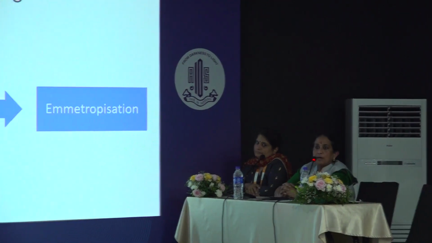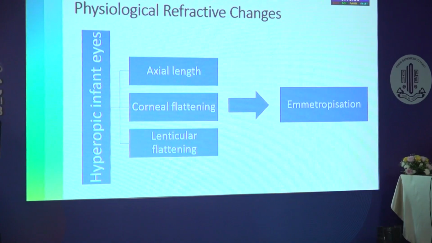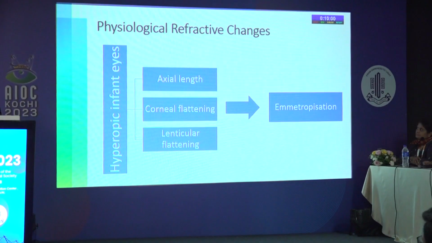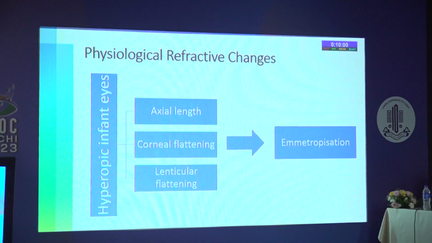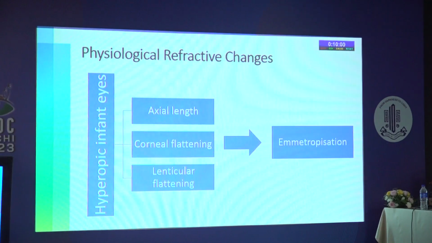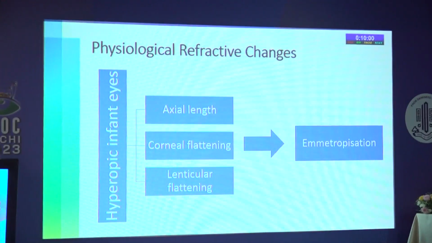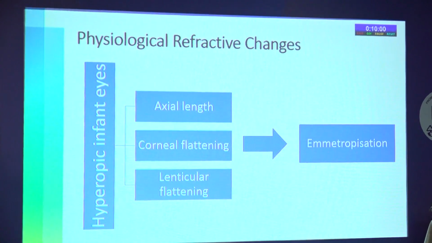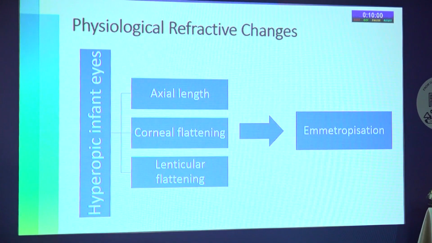As we know, IOL power calculation in children is different from that in adults, in that the axial length, corneal flattening, and lenticular flattening all happen very fast during the initial 6 months, and during emmetropization, that is about 6 to 18 months. They have a fast corneal flattening from about 52 to 44, and axial length from 17 to 24, and lenticular flattening also occurs.